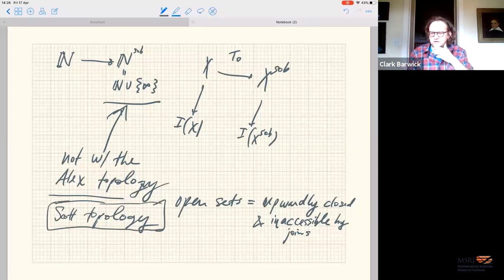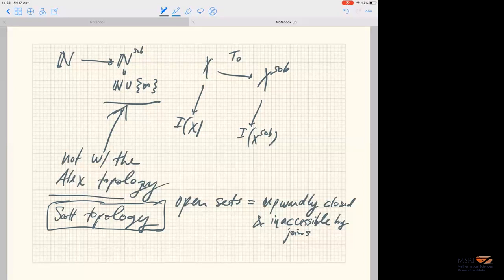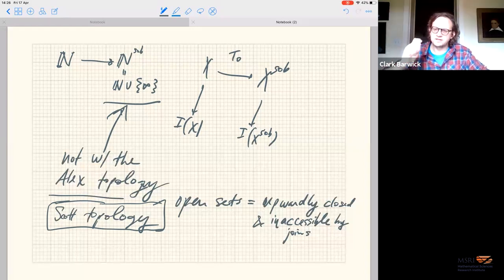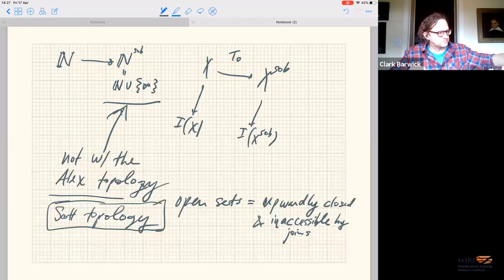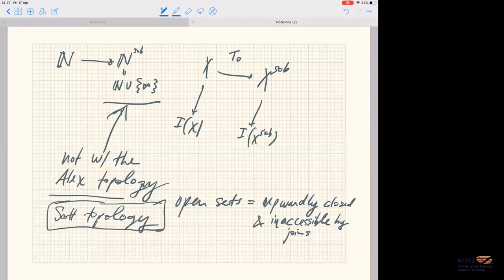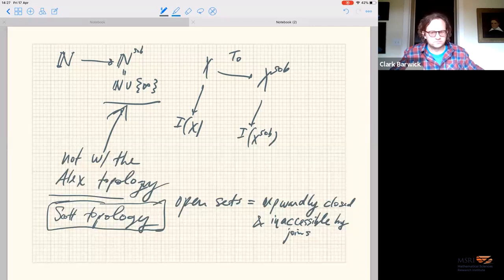So it's this other goofy topology that I've only thought about long enough to say the sentence I said a second ago. So inaccessible by joins, that's the condition that Peter just named regarding totally ordered. Yeah, that's right. I see. So if your directed set stabilizes, of course, there's no condition. That's right. So the only issue is for the non-stabilizing ones, the ones that are unbounded. Right.